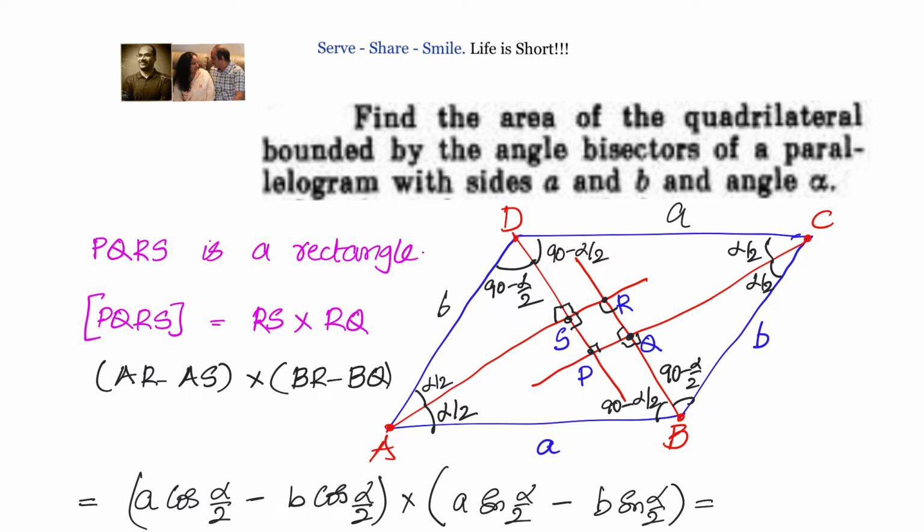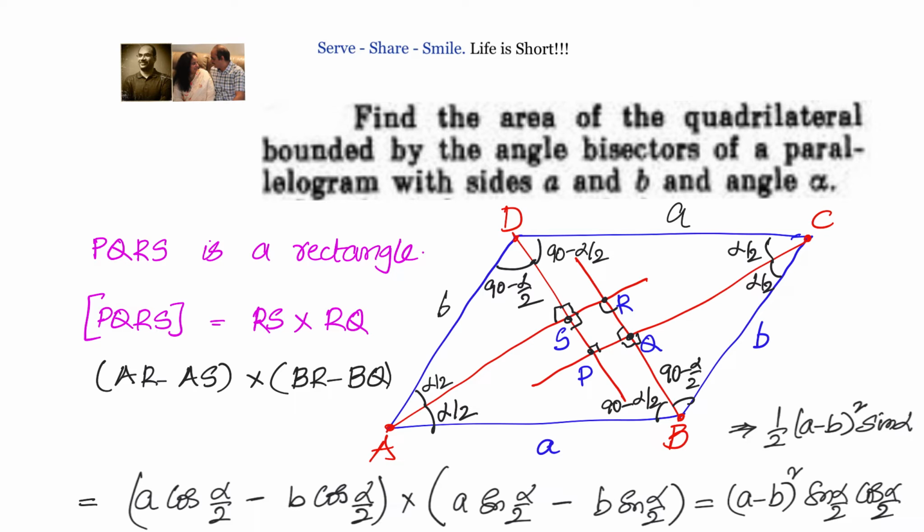Now let us simplify this. What we have is A minus B whole square into sin alpha by 2 cos alpha by 2. We can leave it like that, or we can write it as half into A minus B whole square into sin alpha, because we know that sin alpha equals 2 sin alpha by 2 cos alpha by 2.